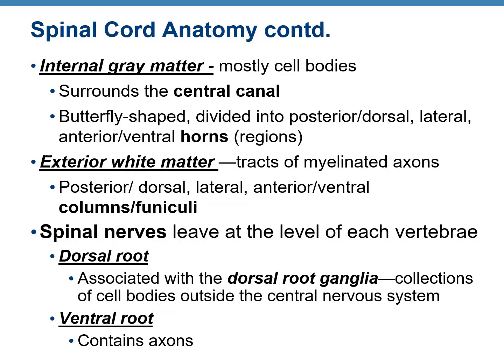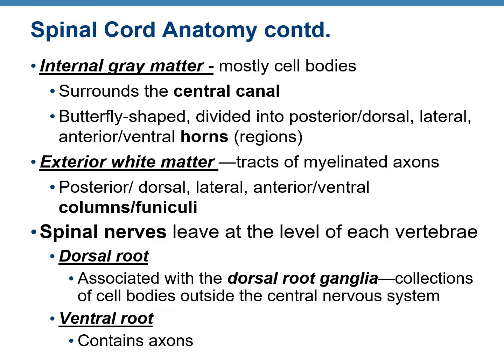The gray matter in the spinal cord is internal. It is mostly made up of the cell bodies or the soma. It is divided into regions or horns as we just described in the previous slide. The white matter is exterior. It is mainly made up of myelinated axon tracts. The white matter is also divided into regions which are known as columns or funiculi. There is a posterior dorsal region or funiculus, a lateral funiculus, and an anterior or ventral funiculus.